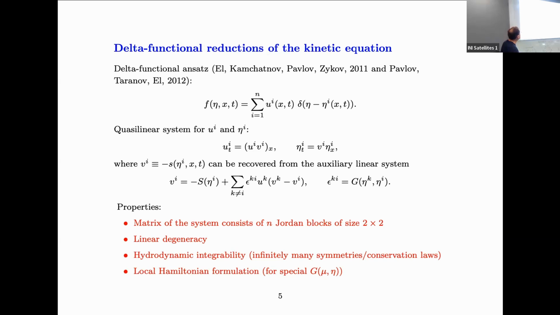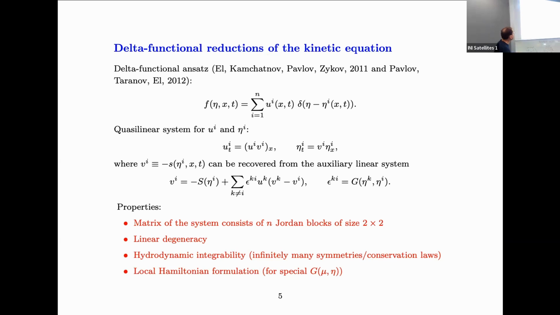So u_i t equals this, eta_i t is this, where I need to explain what the v_i's are. The u_i's and eta_i's are just these values, these entries. The v_i's can be recovered from this linear system, which is just an ordinary linear system for the v's. You solve it, substitute them here, and you get a system written in terms of u's and eta's only. Here I use epsilon_ki, the two-soliton kernel evaluated at eta_k, eta_i. So this system has nice properties.